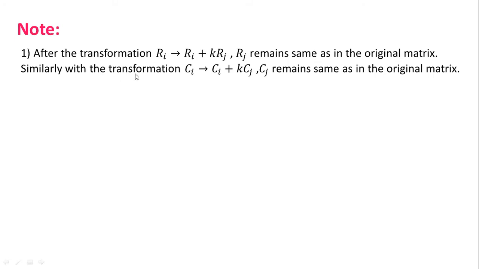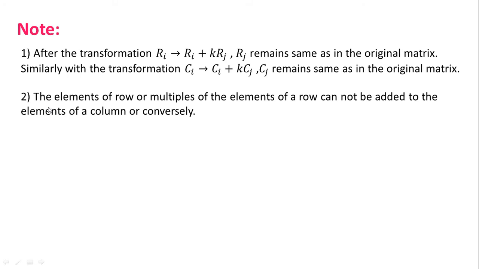Similarly, with the transformation Ci changes to Ci plus k into Cj, here Cj remains the same as in the original matrix. Just that in the previous example I have explained it in detail. So just as a note, you can remember this.